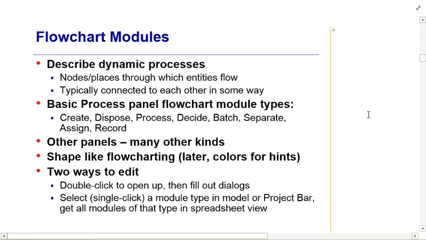So the flowchart modules, for the most part, are set up to describe some sort of a dynamic process. In other words, there's something happening in that process. There's a resource being consumed many times. There's an entity being processed in some way. There's a decision being made. Obviously, with the decide modules, the batch and separate modules, again, are a common manufacturing thing.